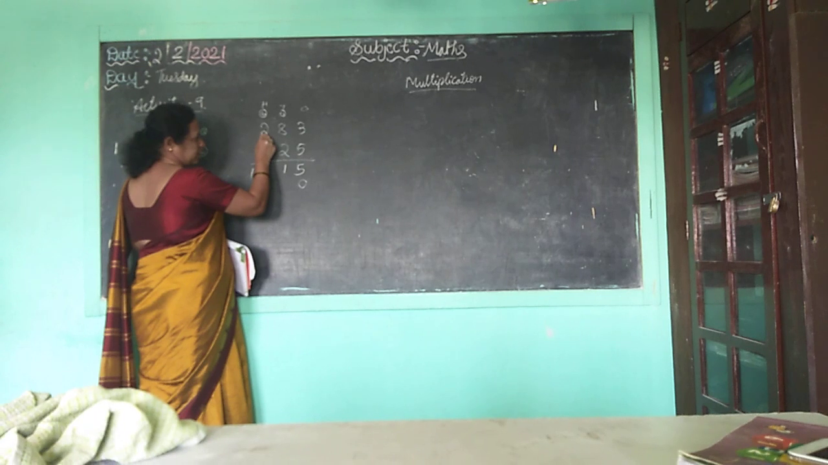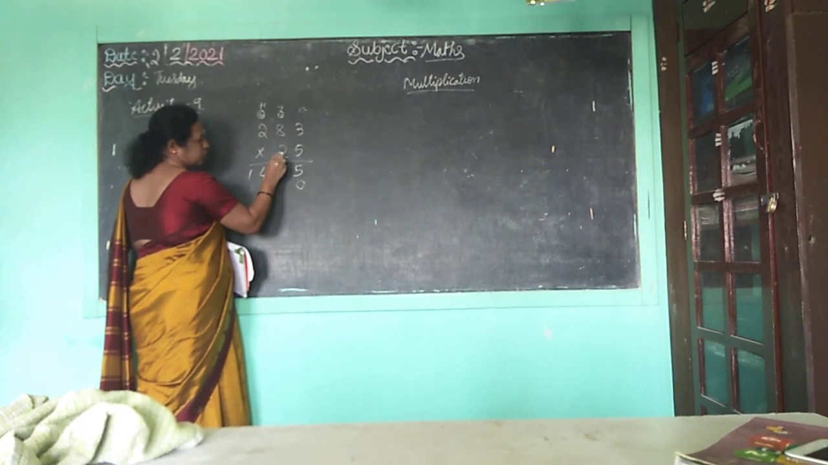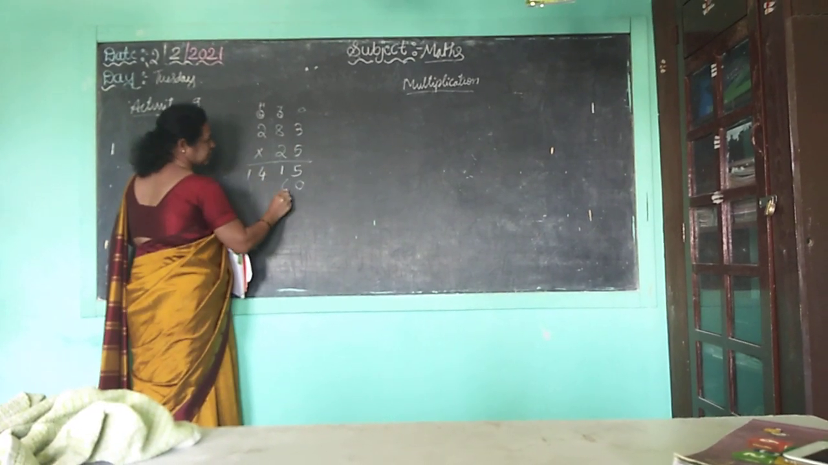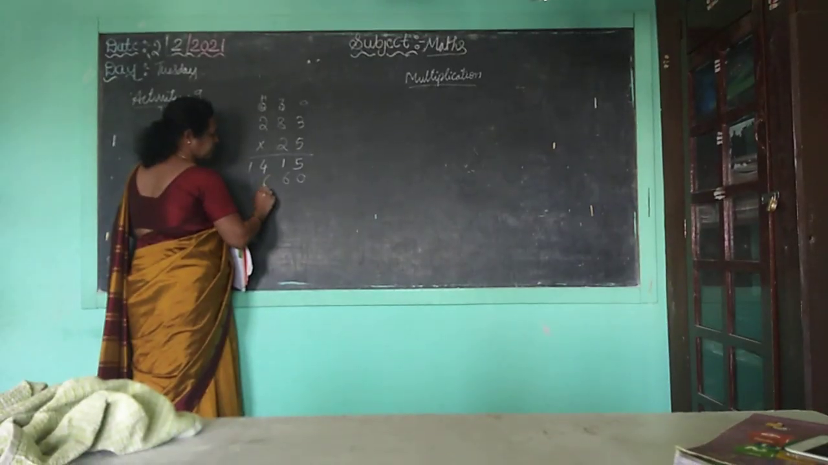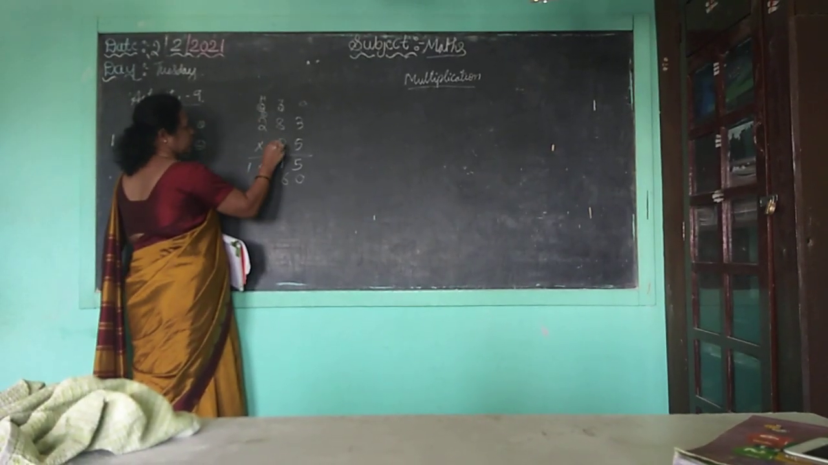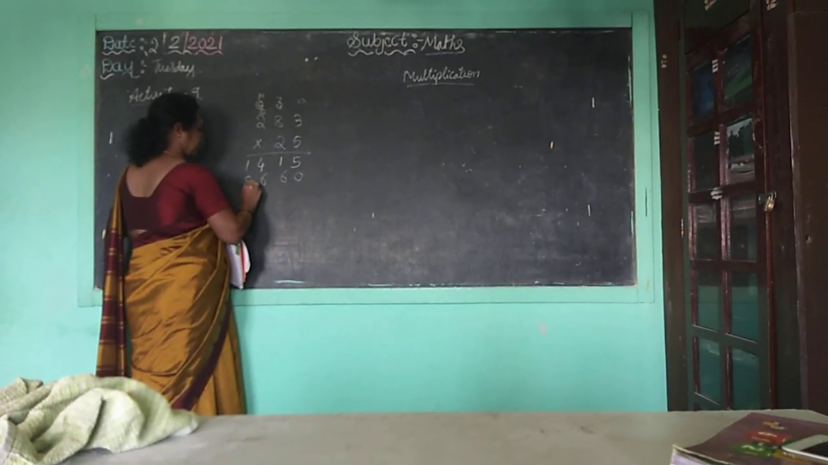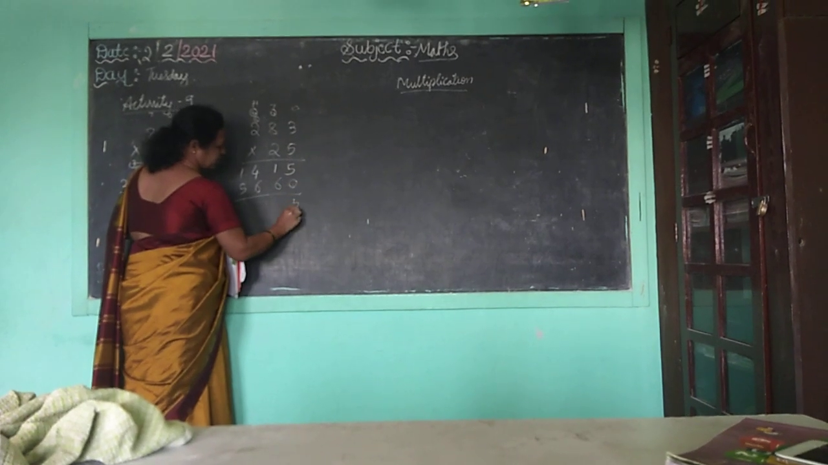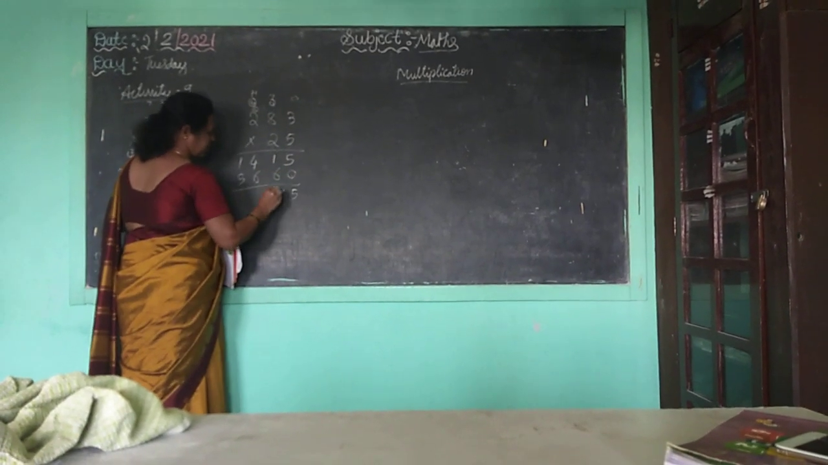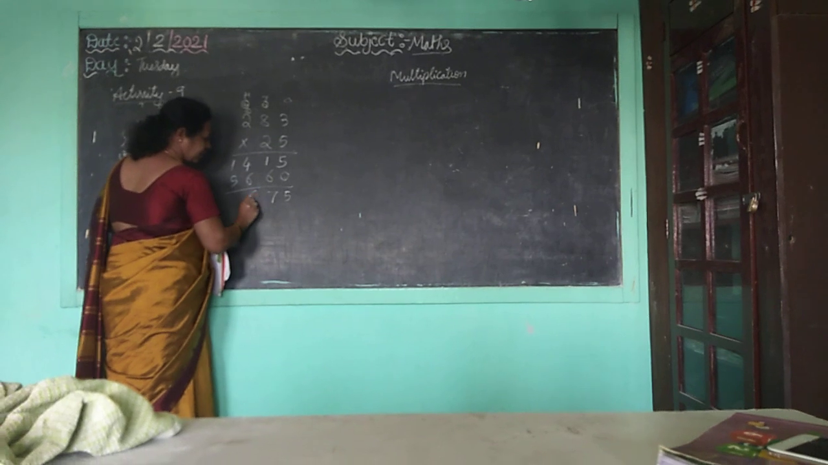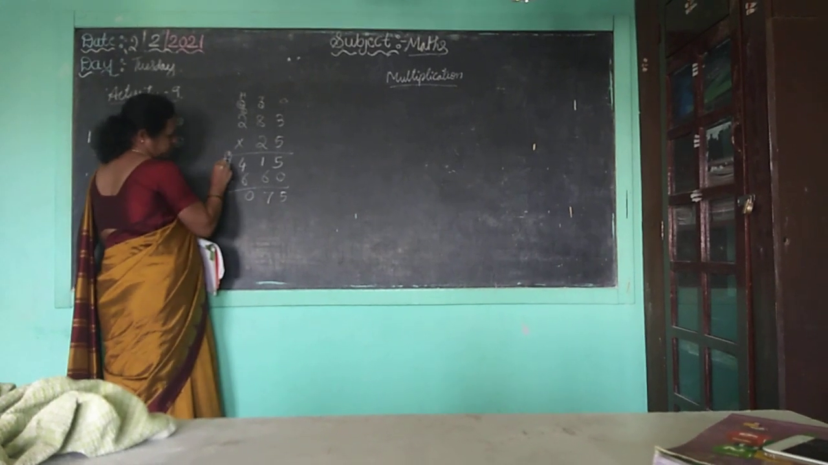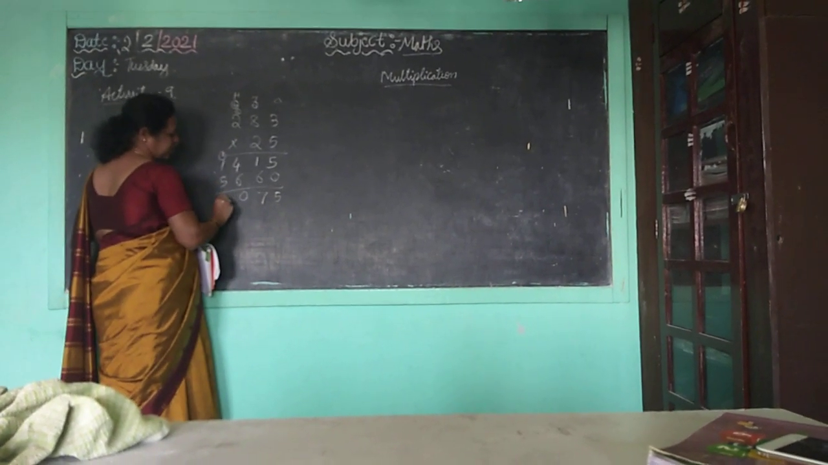So you have to multiply these 3 numbers also by 2. 2 threes are 6, 2 eights are 16, 1 carry, 2 twos are 4, plus 1, 5. Now add this, okay? 5 plus 0 is 5, 1 plus 6 is 7, 4 plus 6 is 10, 0, 1 carry, 1 plus 1 is 2, 2 plus 5 is 7.